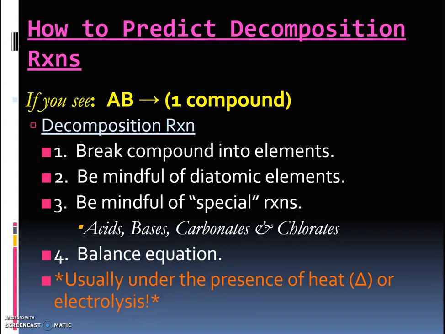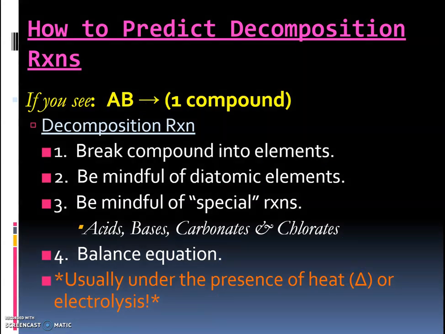All right, so if you see one compound on the left, it's going to break down. It is going to divorce. Break the compound into their elements. Be mindful of who's diatomic, and be mindful of acids, bases, carbonates, and chlorates. Then balance your equation. Usually you'll see a heat or the electrolysis, but not always. All right, so let's try these out.